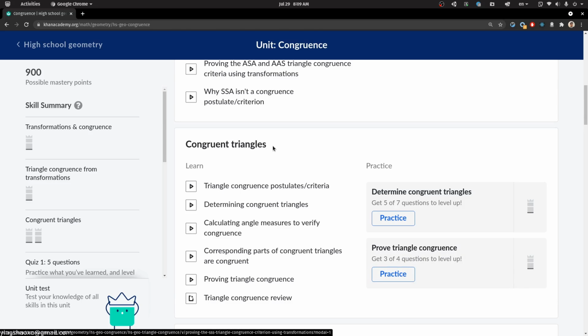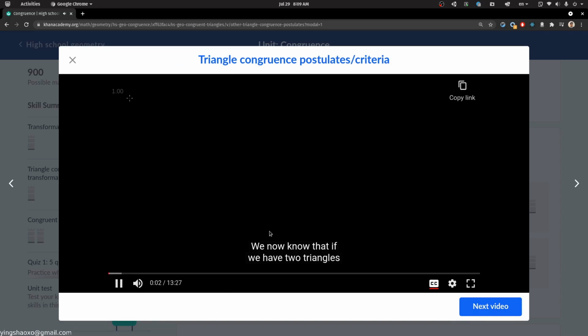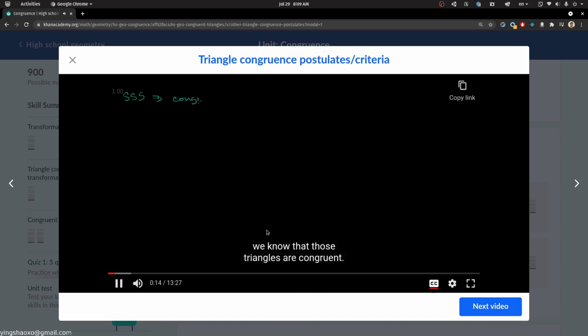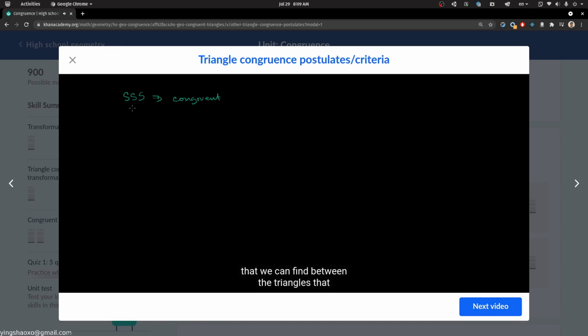Congruent triangles. We now know that if we have two triangles and all of their corresponding sides are the same, so by side, side, side, if all three of the corresponding sides have the same length, we know that those triangles are congruent. What I want to do in this video is explore if there are other properties that we can find between the triangles that can help us feel pretty good that those two triangles would be congruent. So side, side, side works.